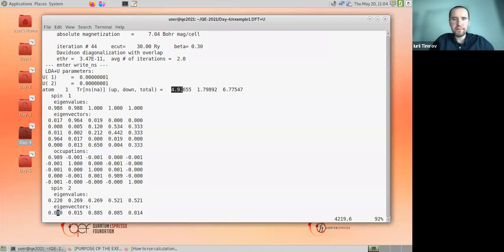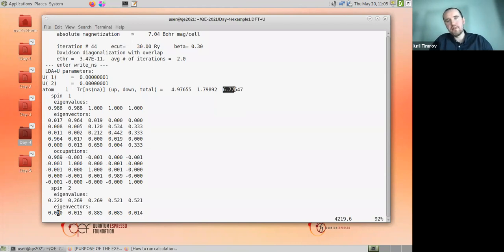For the spin up, we have 4.98. So this is the number of electrons in the spin up channel of the 3D electrons of iron. And this is the number of electrons, 1.8, in the spin down channel for the d electrons of iron. And if you take the sum, you get 6.78 electrons overall in the 3D shell. So we know that there are roughly almost 7 electrons in the 3D shell, not exactly 7, but around 7.